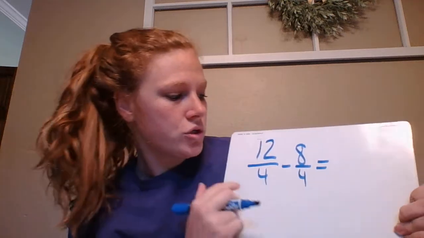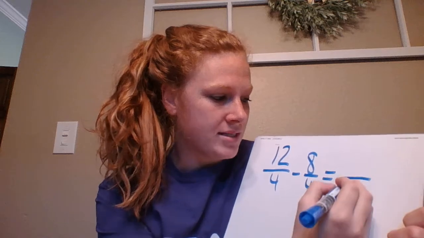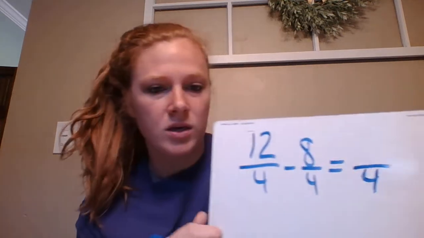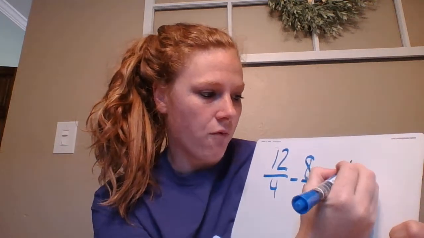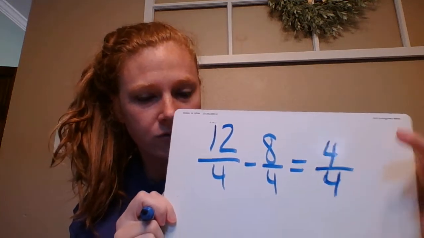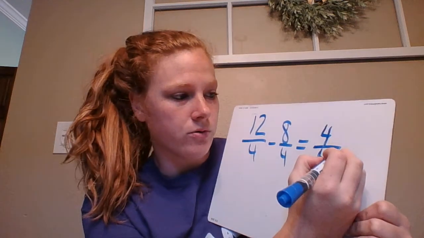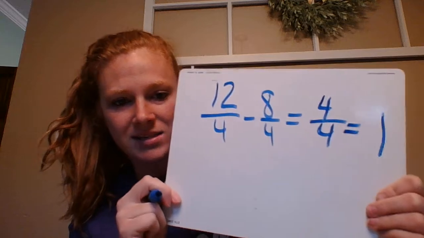So we can see that these denominators are the same, so I know that my denominator will stay the same. So I'm going to keep it as fourths. Now I'm going to do 12 minus 8, which is 4. So my final answer is 4/4, which is the same as what? That's the same as 1 whole. So actually, 1 whole is my answer.